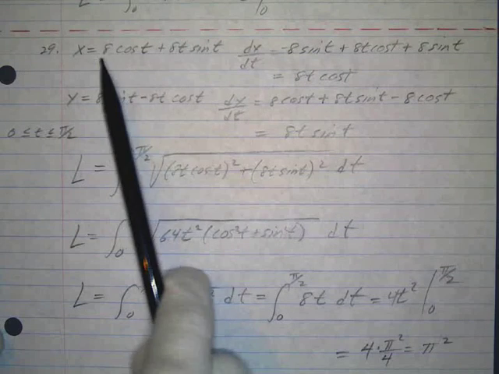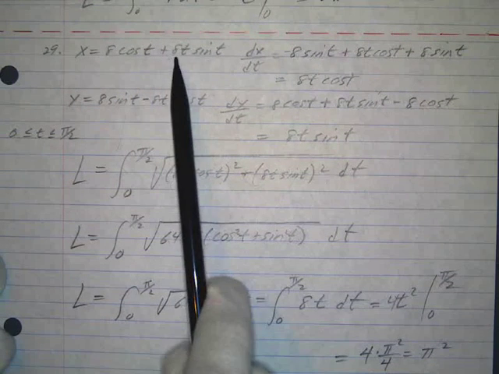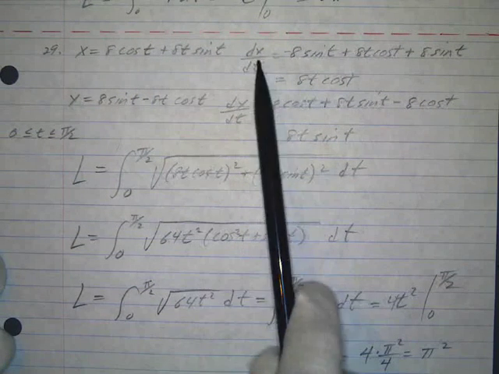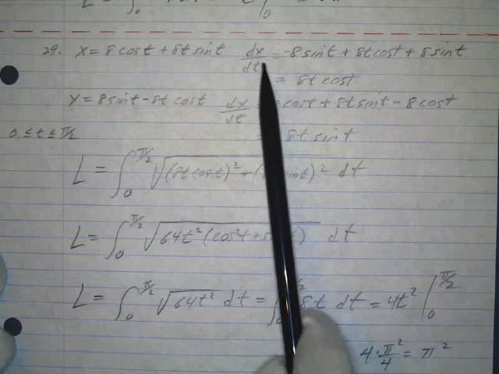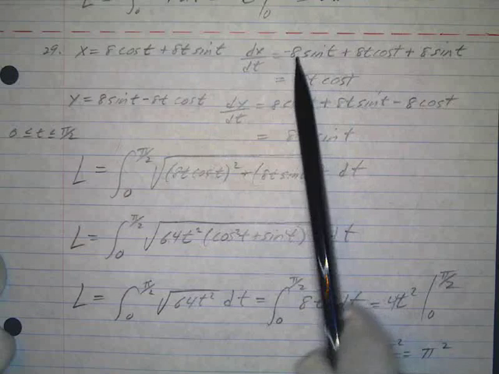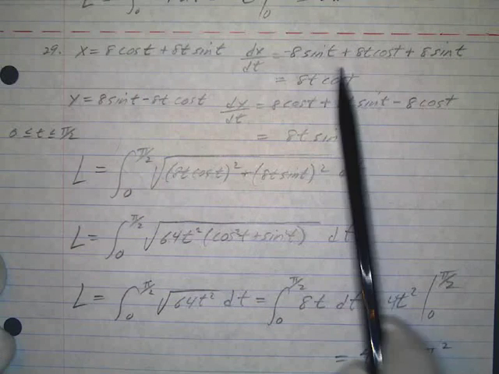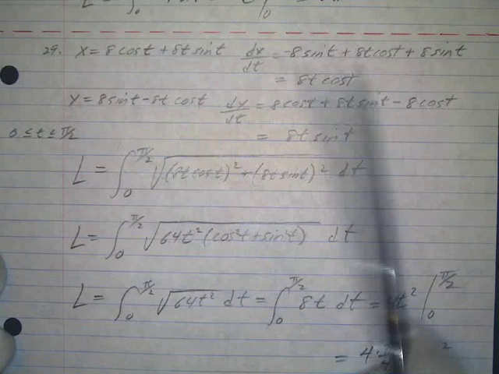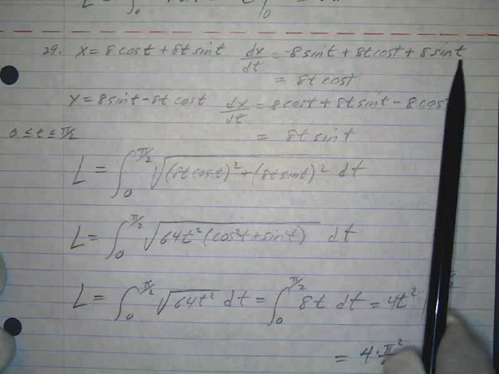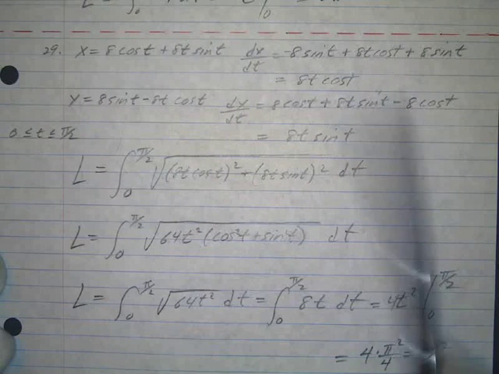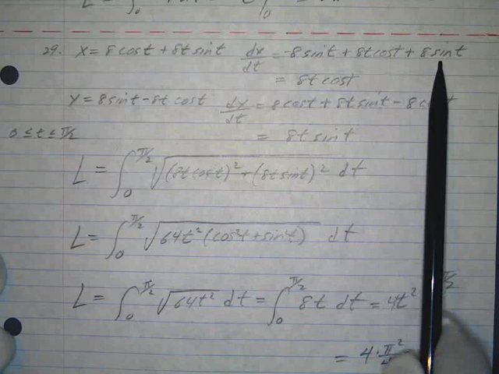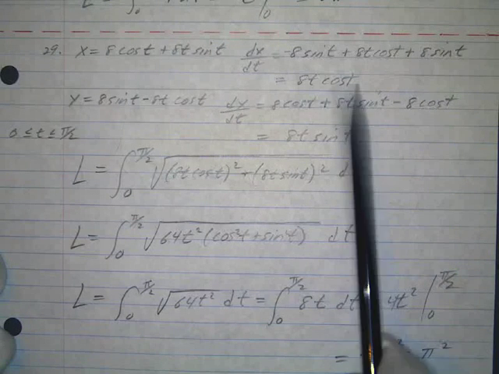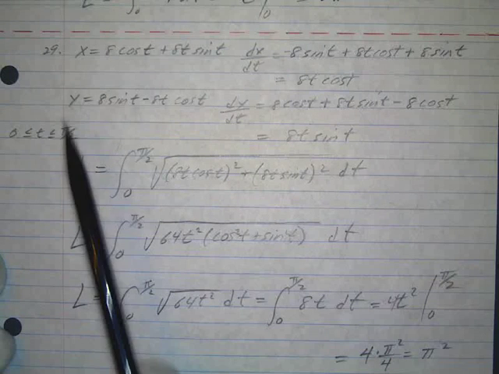Okay, so x is going to be 8 cosine of t plus 8t sine of t. So if I take the derivative of that to get it into my formula, dx/dt will be negative 8 sine of t, and then I have to use the product rule: 8t cosine of t plus 8 sine of t. If you apply the product rule here, we get this. But the negative 8 sine t and positive 8 sine t become 0, so we just have this 8t cosine t. And then we do the same thing with y.